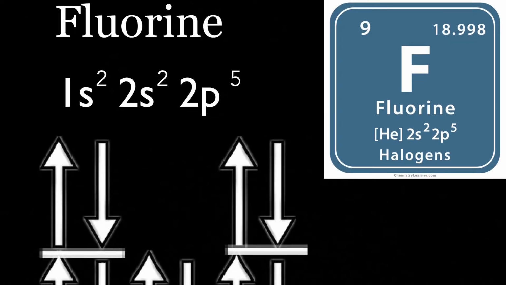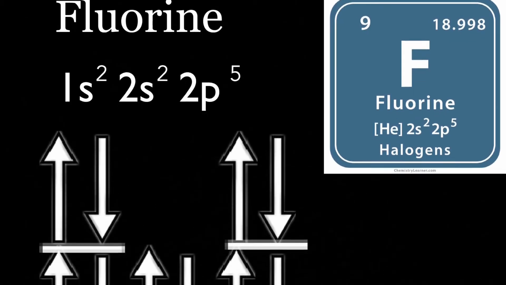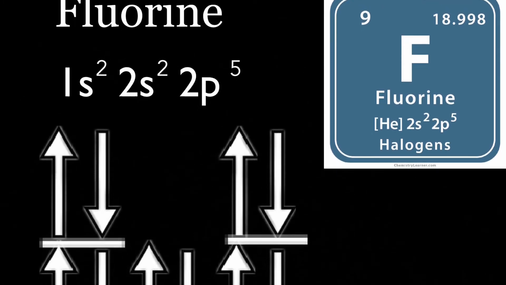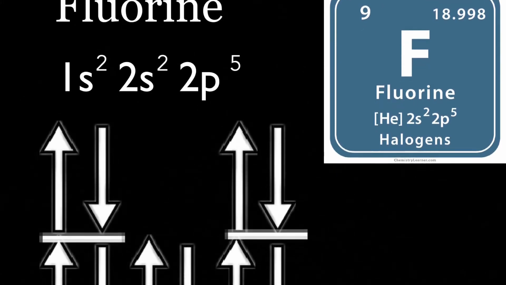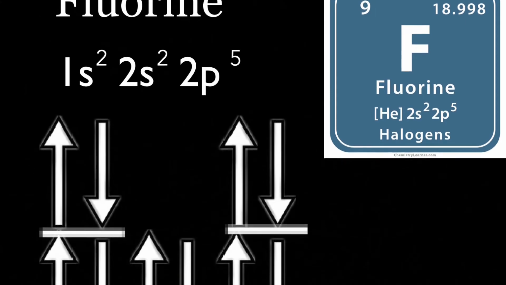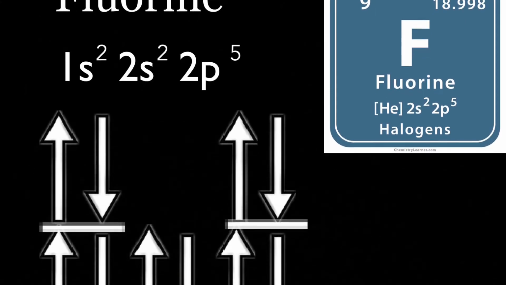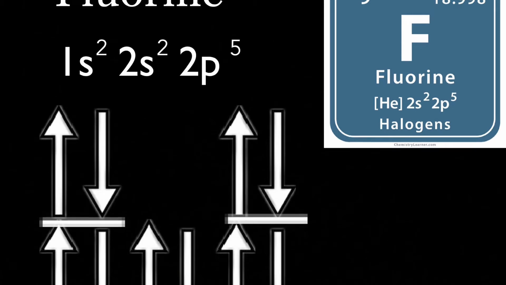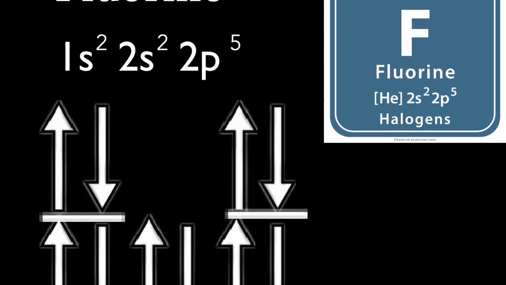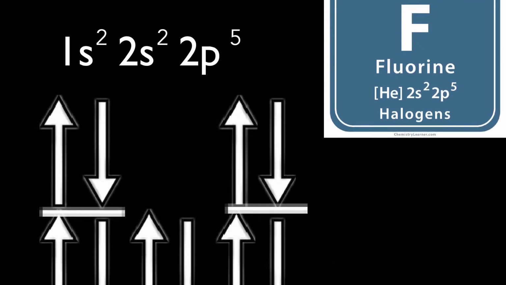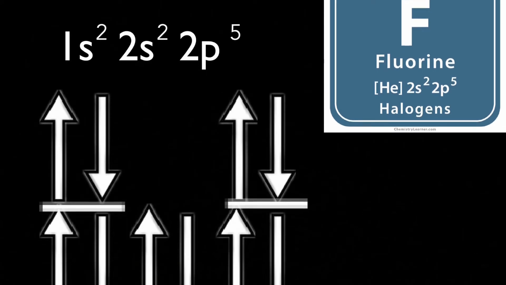The electron configuration for fluorine is 1s2, 2s2, 2p5. This is what the orbital notation looks like. The principle that I'm going to be explaining is the Aufbau principle, which states that in a ground state of an atom, electrons fill atomic orbitals of the lowest energy levels before occupying higher levels.